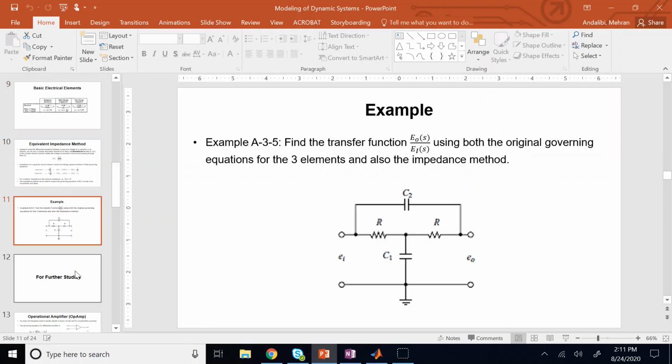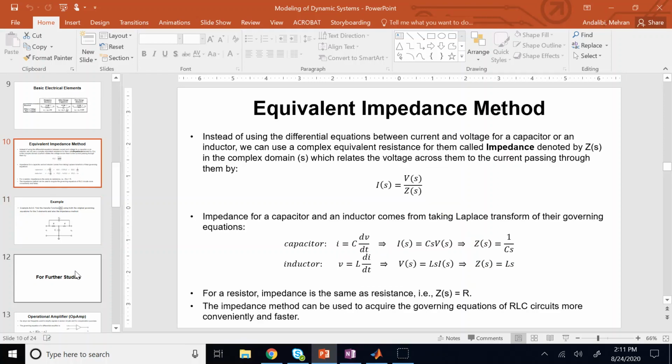Let's say here, this is example 835, which is asking you to find the transfer function of output voltage over input voltage, EO over EI of S, for this circuit, which has two capacitors and two resistors, and do it one time using governing differential equations, and the other time using a method called equivalent impedance. The equivalent impedance makes finding these transfer functions one step shorter or faster.